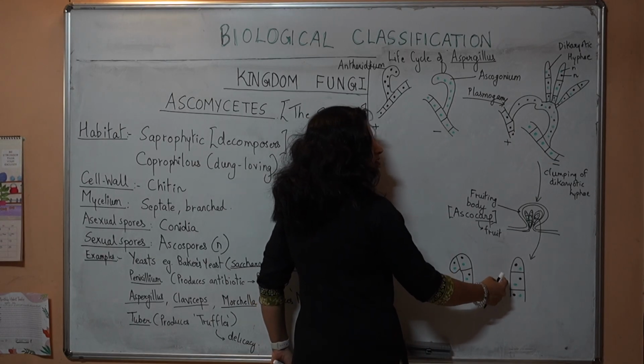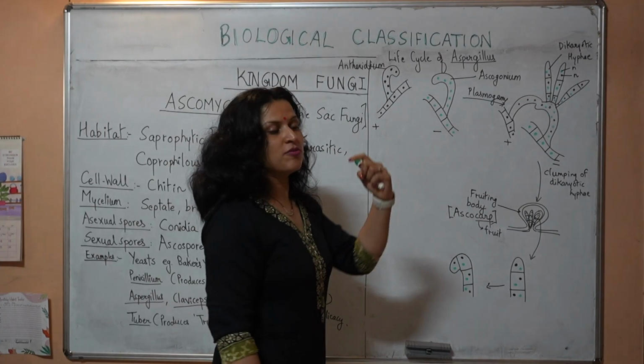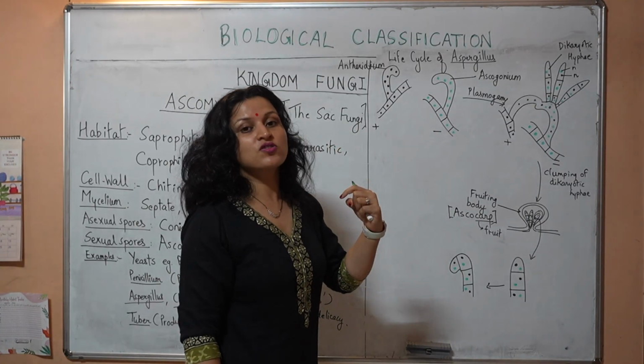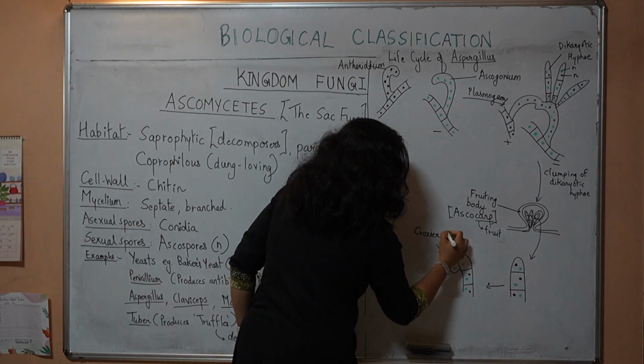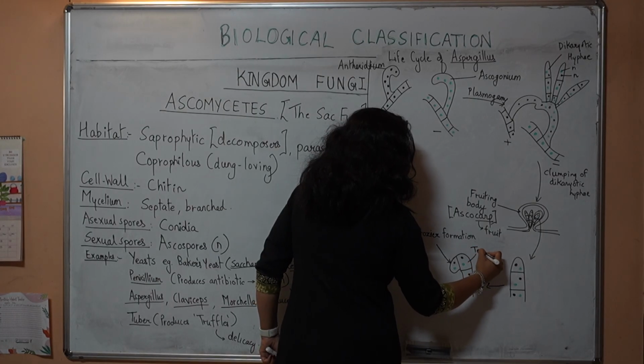The terminal tip of this dikaryotic hypha has curved downwards like this, in this manner, to form a hook sort of. This is called a crozier formation. This is a term related to Ascomycetes. This is called the terminal cell here.